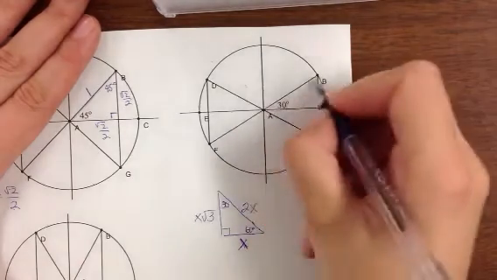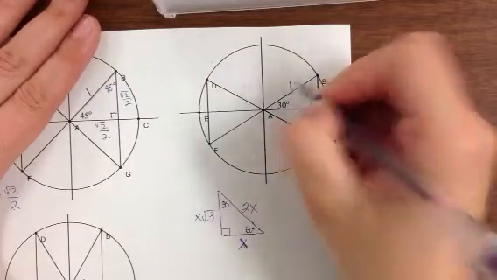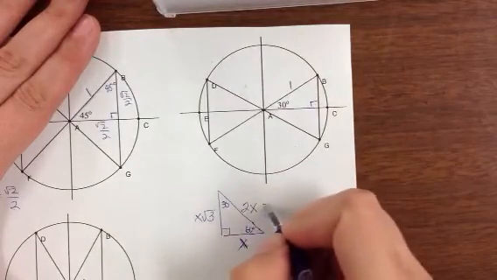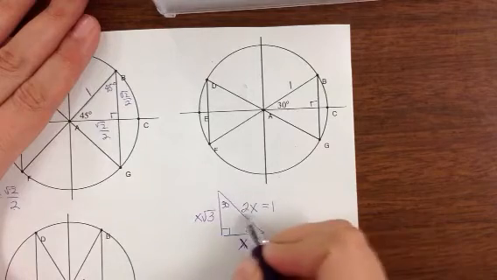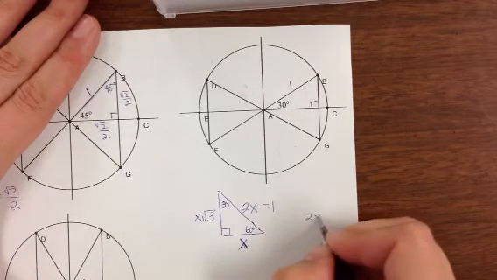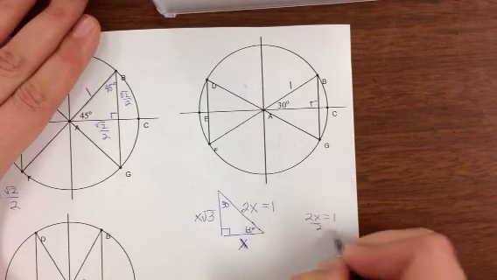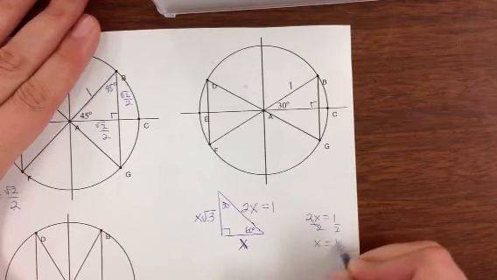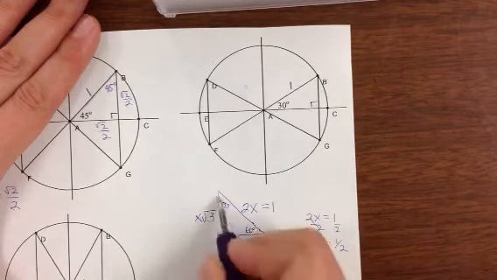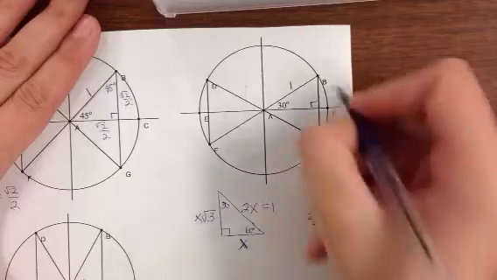Now, we're saying that the hypotenuse here is going to be 1. So if I say my hypotenuse here is going to be 1, what is x going to be? Well, we can solve that. Divide both sides by 2 to get x alone, and x is going to be 1/2. So that means the short side is going to be 1/2 across from 30.